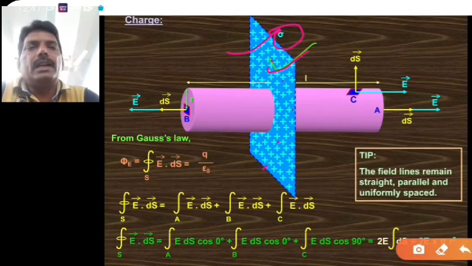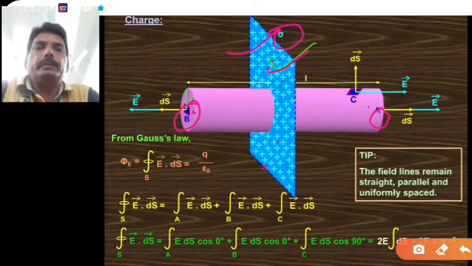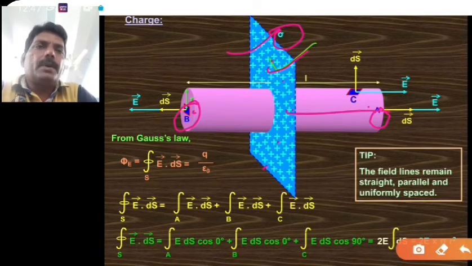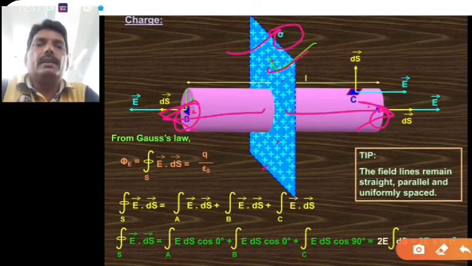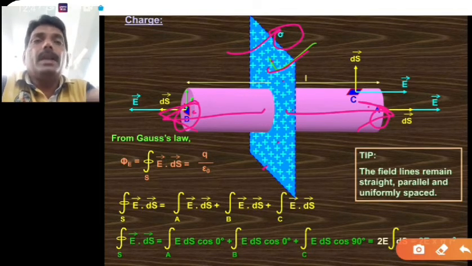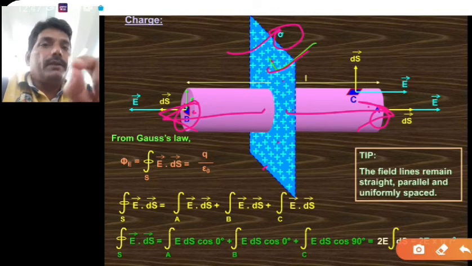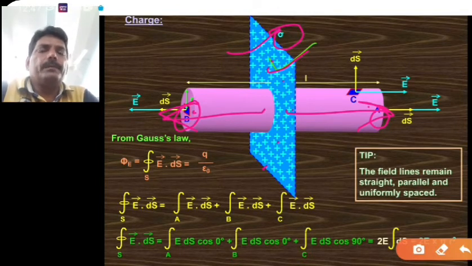Suppose you want to calculate the electric field intensity at point B or at point A. Then what you have to do? You can draw a unit vector in this particular direction, to both the sides. And now the main thing is, to calculate the electric field intensity at that point, you have to enclose the charges by using a Gaussian surface. So you have to construct the Gaussian surface now.